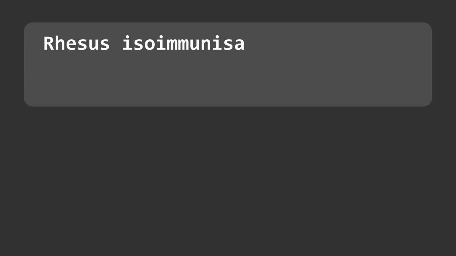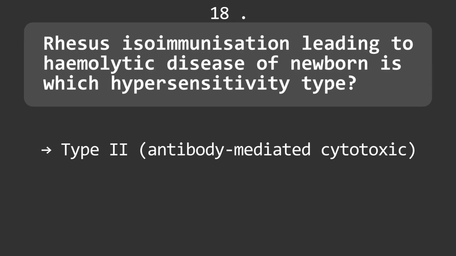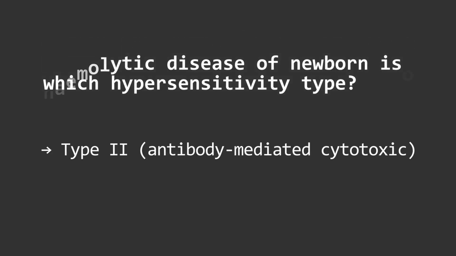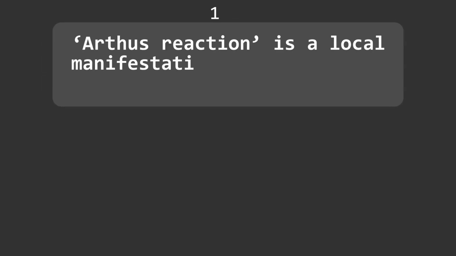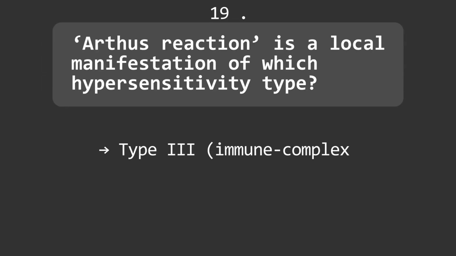Rhesus isoimmunization leading to hemolytic disease of newborn is which hypersensitivity type? Type 2, antibody-mediated cytotoxic. Arthus reaction is a local manifestation of which hypersensitivity type? Type 3, immune complex.